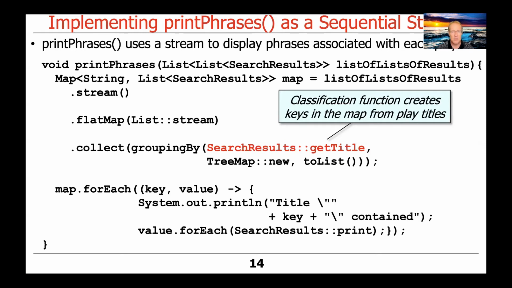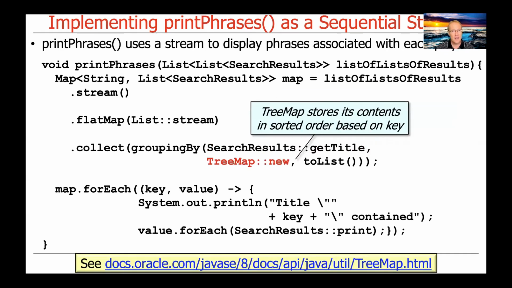So the stream comes in, we have a stream of search results. The keys are going to be the title of each of the search result objects, which will just return a string that's the title of the work. The kind of map we're going to make is controlled by this constructor reference, which is TreeMap::new, and that's passed in basically as a supplier. And so when grouping by needs to make the mutable result container that we're going to be storing things into, it uses a TreeMap.